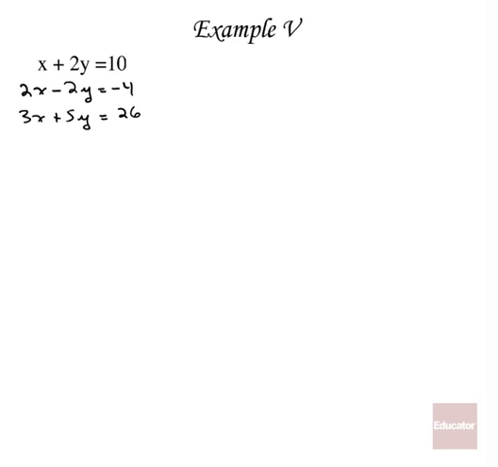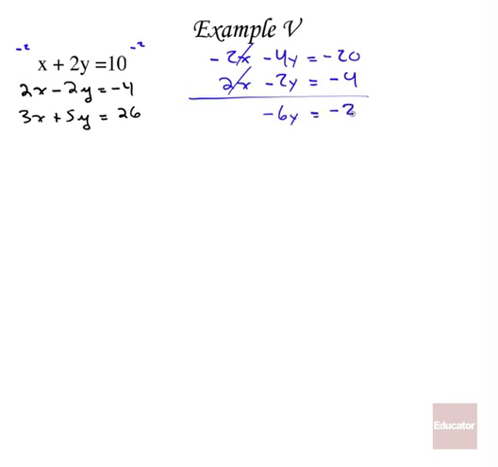So I'm going to multiply this by minus 2 to give us minus 2x minus 4y equals negative 20. And then, of course, this one stays the same: 2x minus 2y equals minus 4. When I do this, I get minus 6y equals minus 24. Y equals 4. So I get y equals 4.